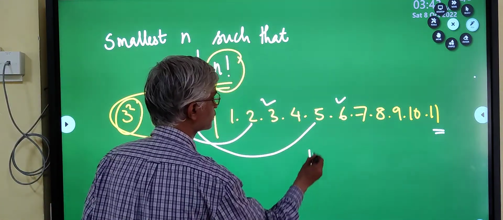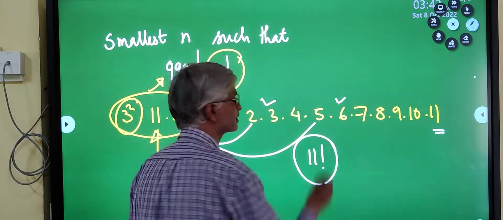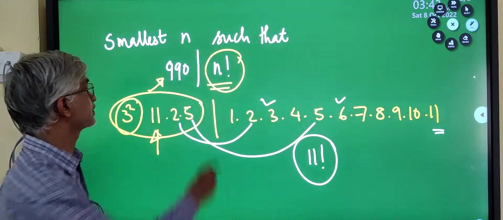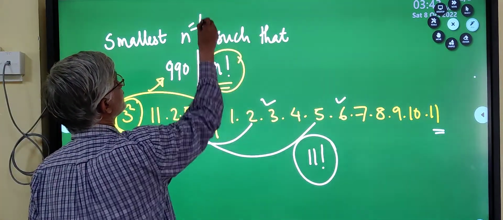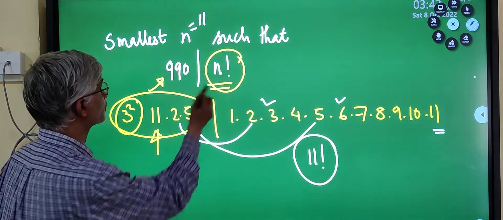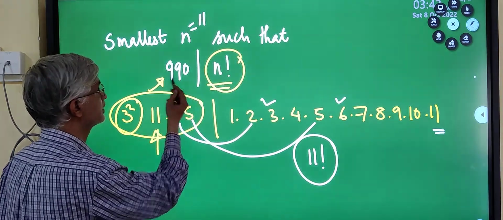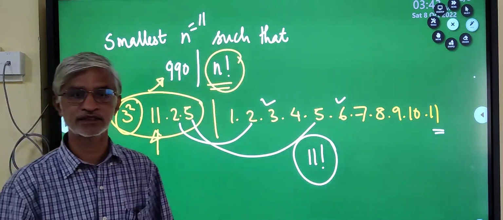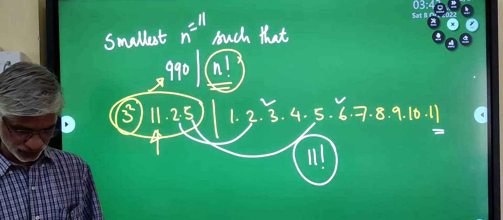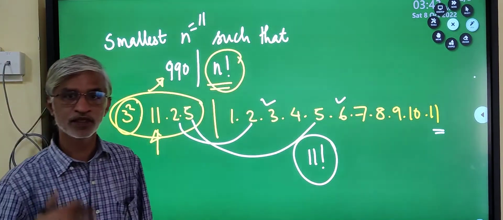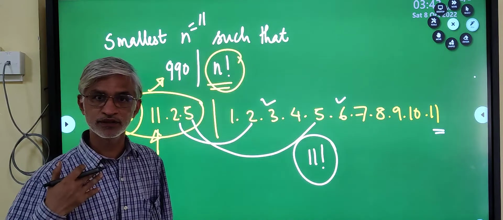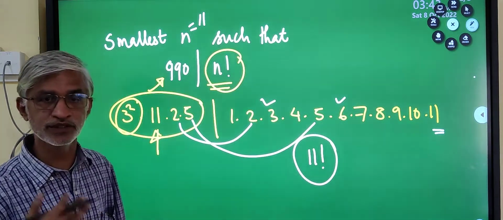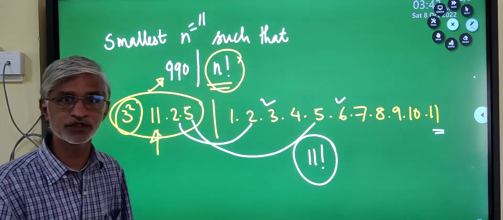and you have to go up to 11 factorial, and the answer for this problem is that the smallest n is 11, and for sure 11 factorial is divisible by 990. So with the help of these 2 or 3 problems, I have just tried to illustrate how the simple theorem comes into play.